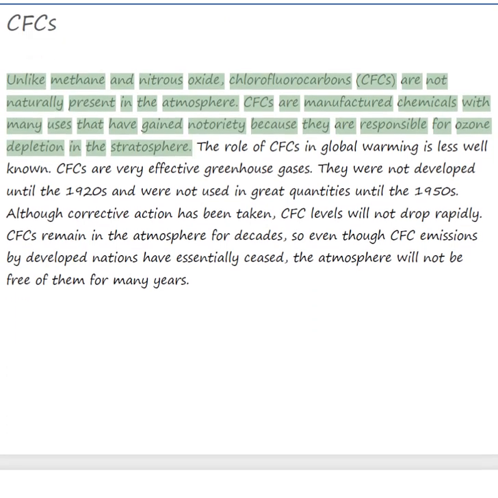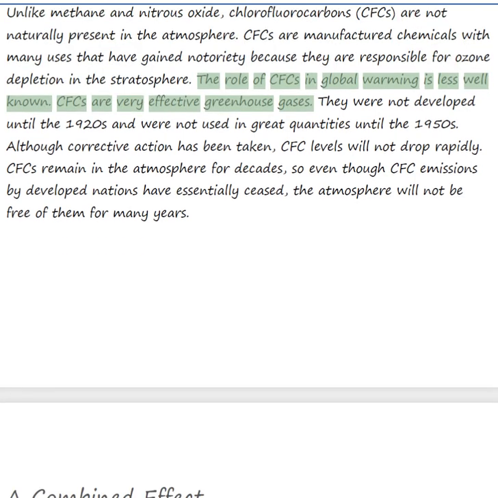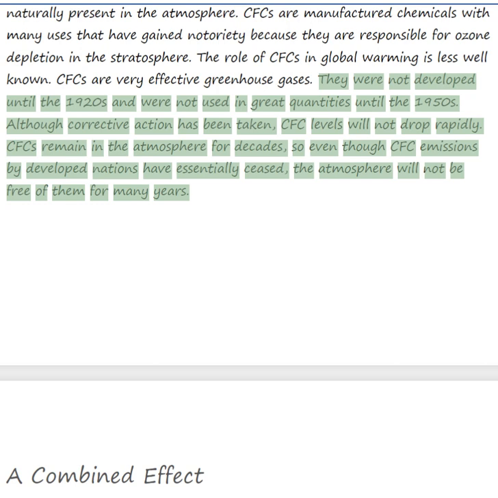CFCs. Unlike methane and nitrous oxide, chlorofluorocarbons are not naturally present in the atmosphere. CFCs are manufactured chemicals with many uses that have gained notoriety because they are responsible for ozone depletion in the stratosphere. The role of CFCs in global warming is less well known. CFCs are very effective greenhouse gases. They were not developed until the 1920s and were not used in great quantities until the 1950s. Although corrective action has been taken, CFC levels will not drop rapidly. CFCs remain in the atmosphere for decades, so even though CFC emissions by developed nations have essentially ceased, the atmosphere will not be free of them for many years.